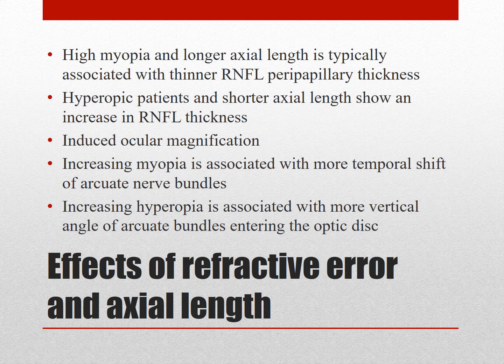High myopia and longer axial length is typically associated with thinner nerve fiber thickness. The opposite is true for hyperopic patients, and shorter axial length can show increased nerve fiber thickness. Effects of refractive error and axial length can induce ocular magnification. Increase in myopia is associated with more temporal shift of arcuate bundles, and I'll show you an example of that. Increase in hyperopia is also associated with more vertical angles, so it's coming in more vertically into the optic disc.